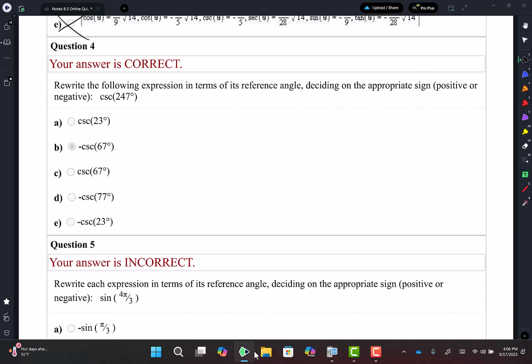Rewrite the following expression in terms of reference angle. Before you do anything, this is cosecant 247. 247 degrees is in what quadrant? Third quadrant. It's something like over here. In quadrant 3, is cosecant going to be positive or negative? Cosecant is the reciprocal of sine. It's going to be negative.